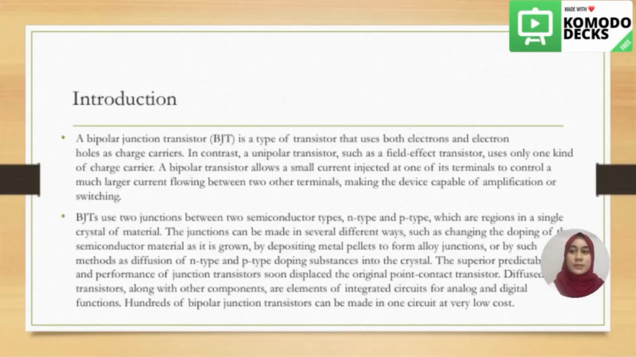Introduction. A bipolar junction transistor, BJT, is a type of transistor that uses both electrons and electron holes as charge carriers. In contrast, a unipolar transistor such as a field effect transistor uses only one kind of charge carrier. A bipolar transistor allows a small current injected at one of its terminals to control a much larger current flowing between two other terminals, making the device capable of amplification or switching.